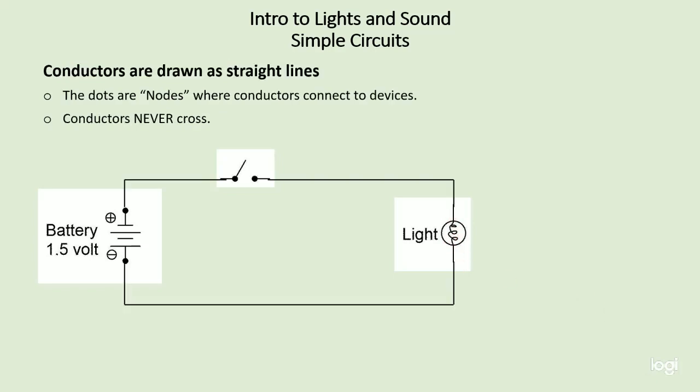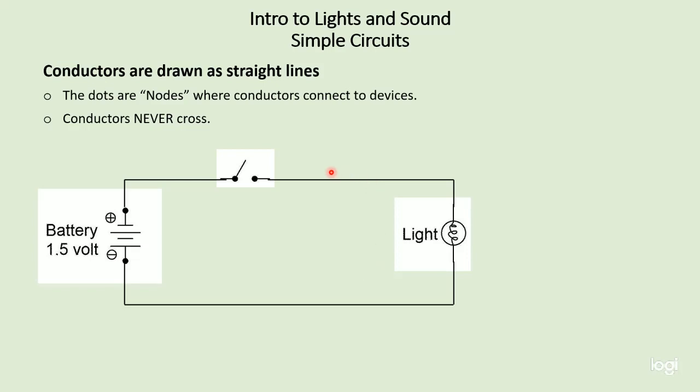So now what we do is we use straight lines and right angles as much as possible to connect our devices. So here is our battery, and the electrons would flow out of our battery, go to our switch, which when closed allows the electrons to continue, and they flow through the light bulb, and then they return back to the negative side of the battery.